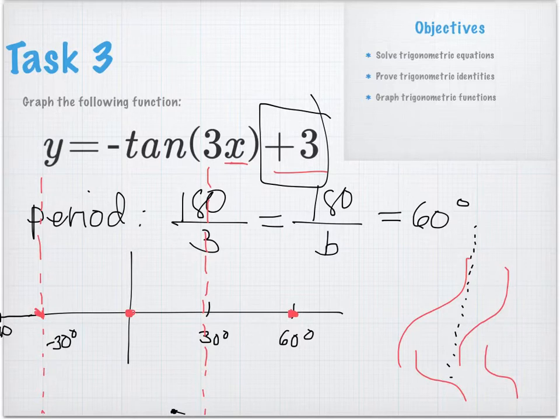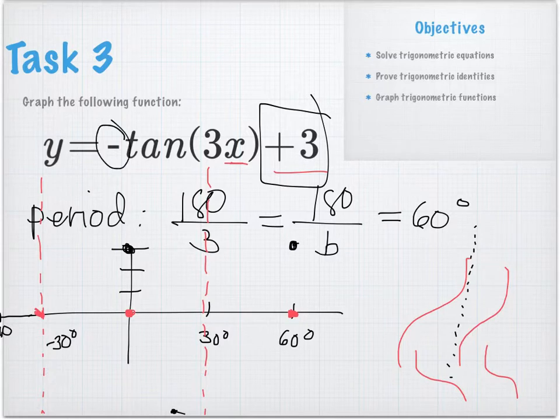If this is just tangent x or tangent 3x, then we just plot the graph directly on the points, right? But there's a plus 3. What will happen to the plus 3? Move 3 units up. Very good. So 1, 2, 3. First point is moved here, second point is moved here. The asymptote will remain the same.